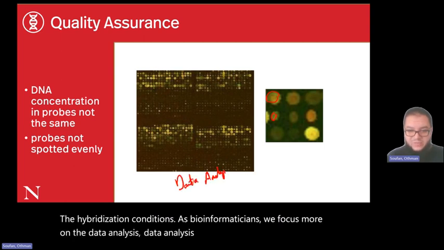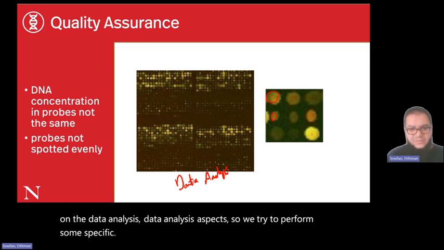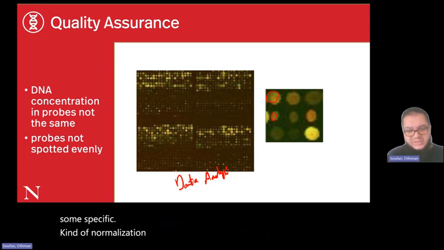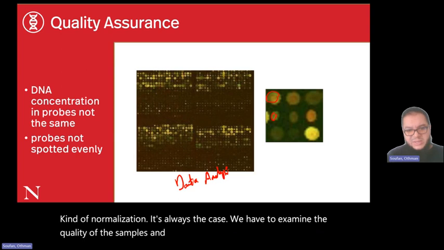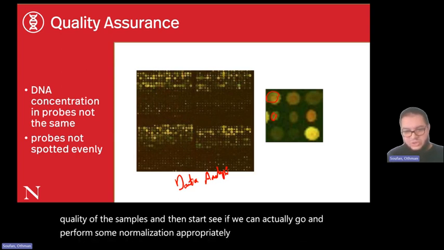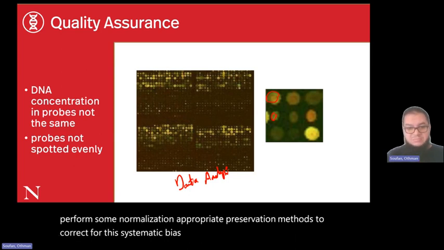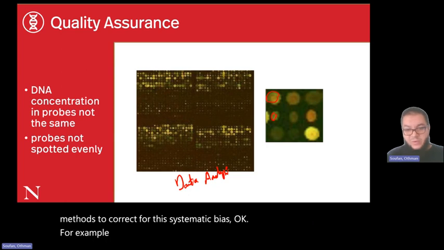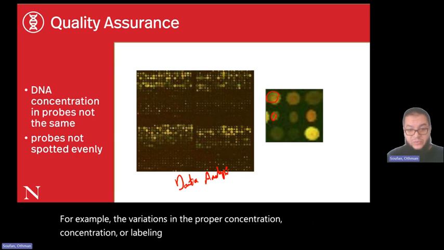aspect. So we try to perform some specific kind of normalization. It's always the case that we have to examine the quality of the samples and then see if we can go and perform some normalization, proper homogenization methods to correct for this systematic bias, okay? For example, the variations in the probe concentration or labeling efficiency and so on and so forth.